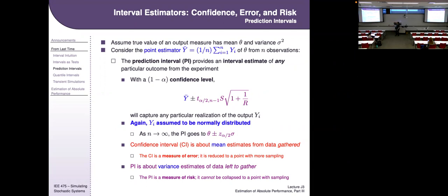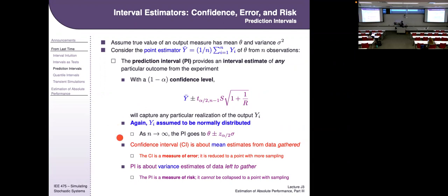So it's a very similar formula, but notice it's got the 1. It's not just simply S over square root of R, it's S times the square root of 1 plus 1 over R. So otherwise a very similar interval. So any questions about the difference between prediction interval and confidence interval? Questions online?